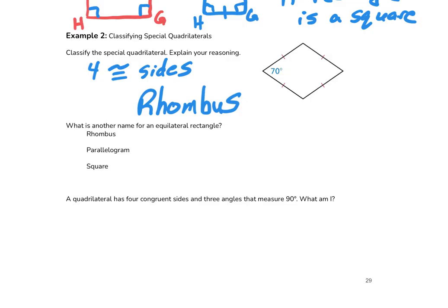Okay? Could I get more specific? Well, could this be a rectangle, or sorry, could this be a square? No. How come? It's 90. Okay, a square, I could get more specific and say it's a square if this is 90. But we know it's definitely not 90 because it says it's 70, right? All four angles would have to be 90. Okay, so rhombus is as specific as I can go.